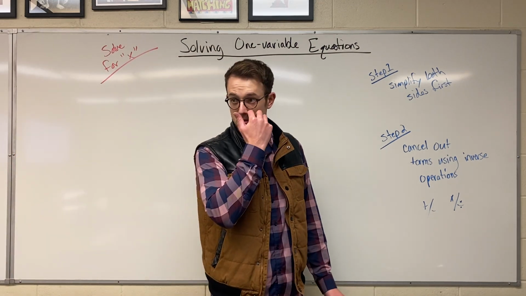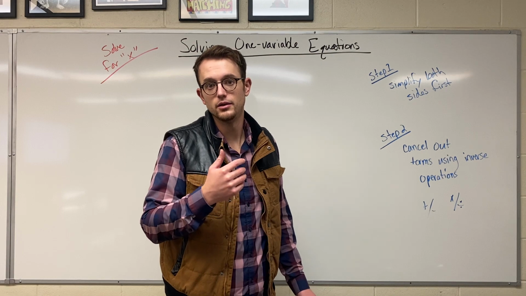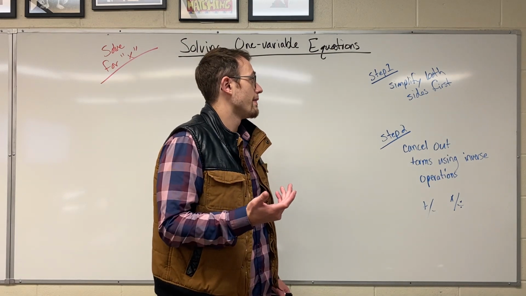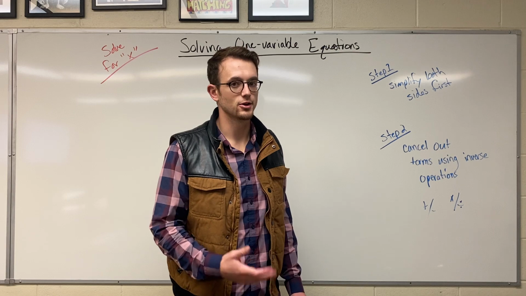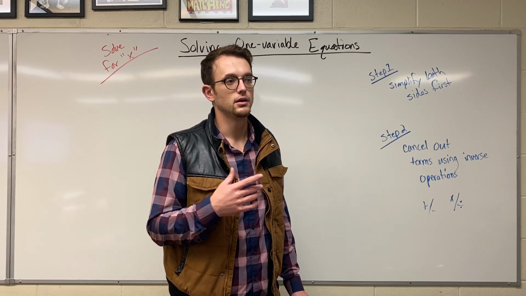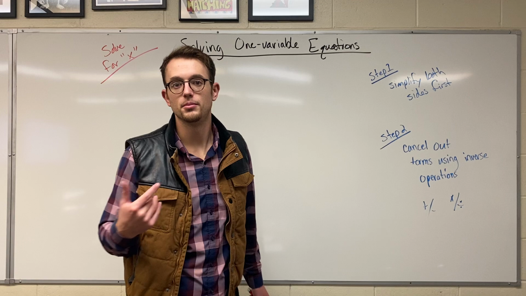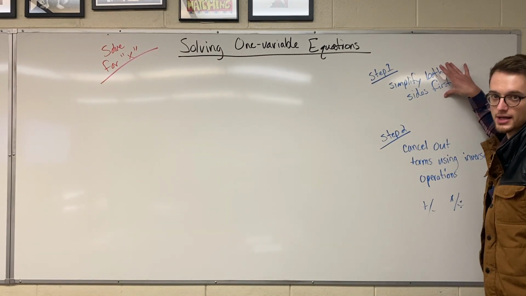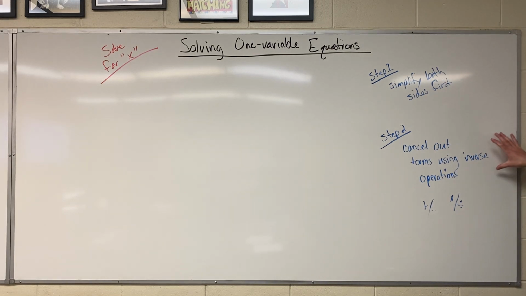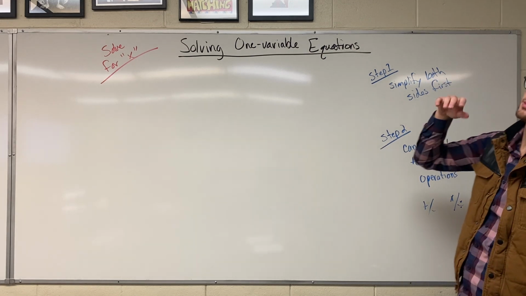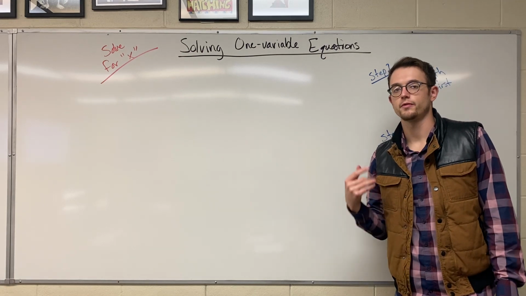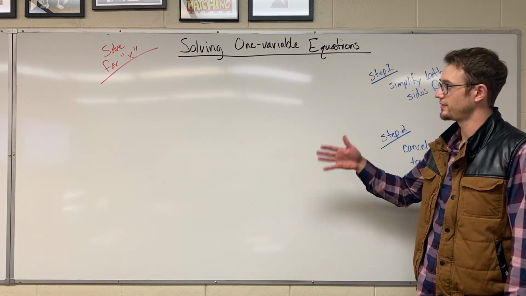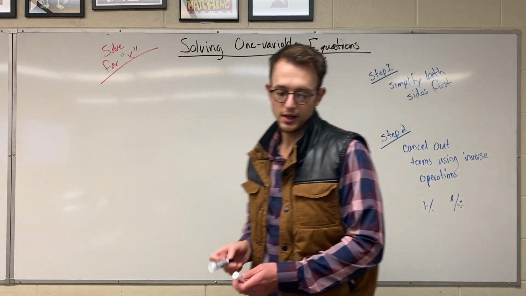Sometimes the issue with teaching this is that, depending on the problem, there could be multiple different ways to go about solving it. However, every teacher might have their foolproof way, but my foolproof way is, step one, simplify both sides first, and then step two, begin to cancel terms out using inverse operations. So simplify both sides first. That should have been the first video that my students watched, about simplifying expressions. So you'll simplify both sides of the equal sign first.